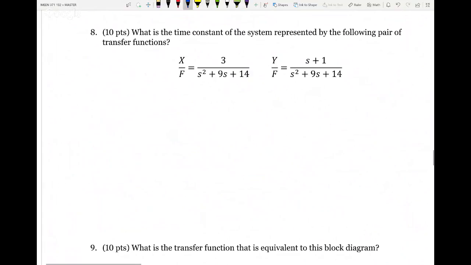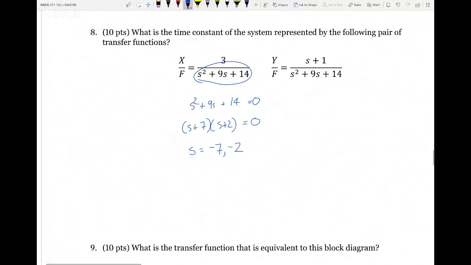So the correct way to do this is you say, this is the characteristic equation: s squared plus 9s plus 14 equals 0. Factoring that out, (s plus 7)(s plus 2) equals 0, you can just eyeball it. If you're not sure, you can use the quadratic formula and it will give you these same answers. And so s is going to be negative 7 and negative 2.